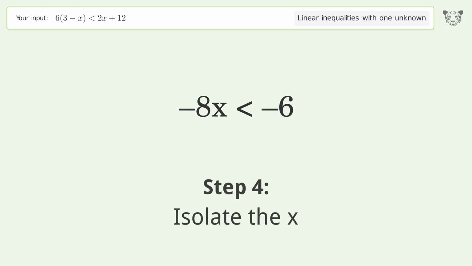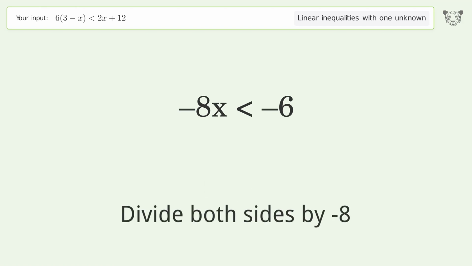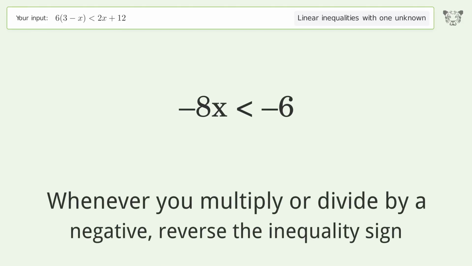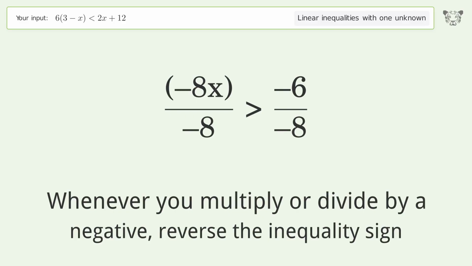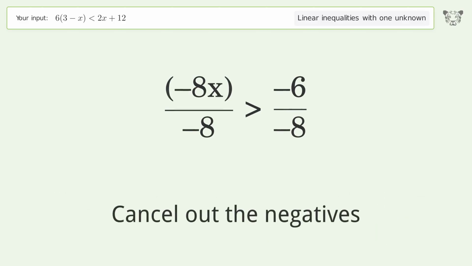Isolate the x. Divide both sides by -8. Whenever you multiply or divide by a negative, reverse the inequality sign. Cancel out the negatives.